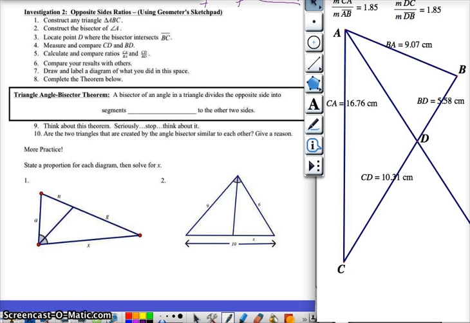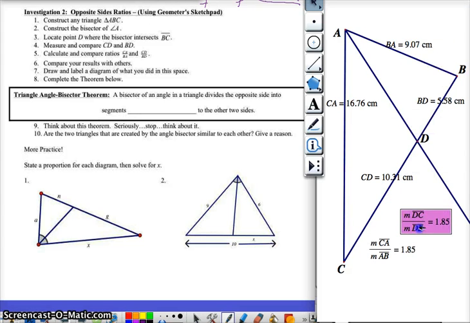Okay, so investigation 2 should look something like this. You had to create a triangle ABC. So here's my triangle ABC. I constructed an angle bisector, and then I labeled this point D where it intersected side BC. I had to measure, so I measured CD. CD is 10.31 on my diagram. BD is 5.58. And then I calculated CA and BA, and then I did the ratios.